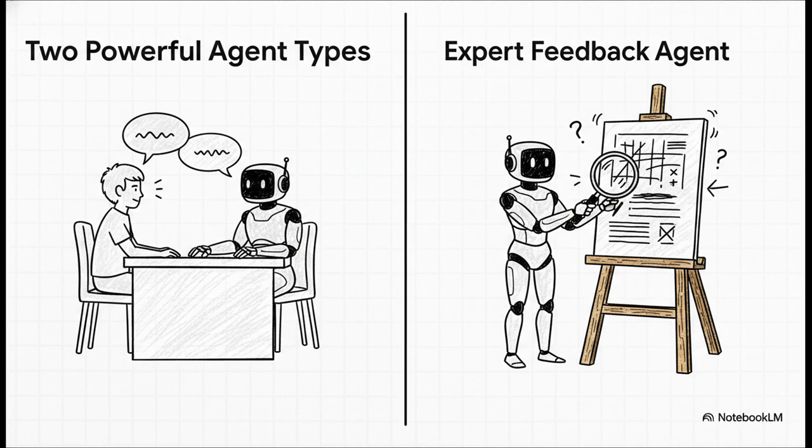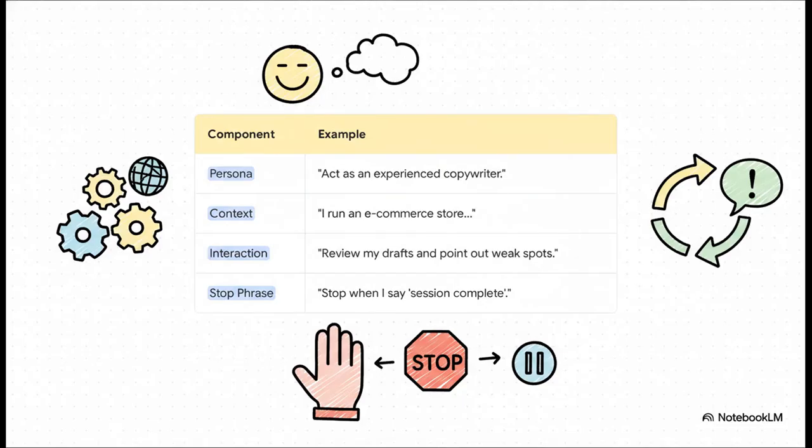Then there's the expert feedback agent, which is like having a personal consultant on call. It can act as a sales expert and critique your cold emails. This isn't just a party trick, you know? It's a way to create personalized training and get instant feedback whenever you need it. And what's so cool is that Google gives us a super simple 4-part blueprint to build them. You just assign a persona, give it the right context, define exactly how you'll interact, and then set a stop phrase to end the session.